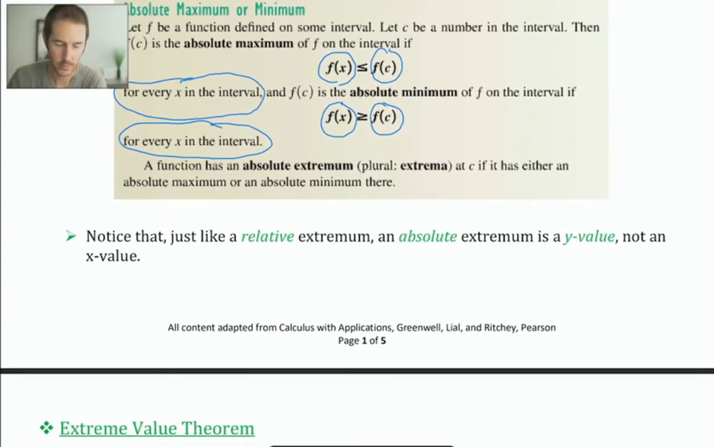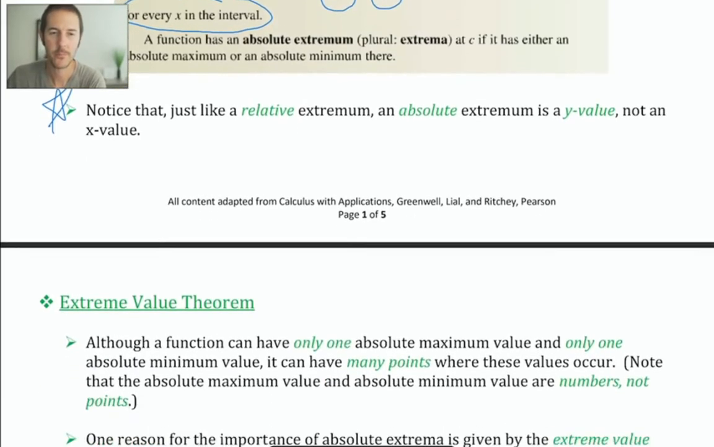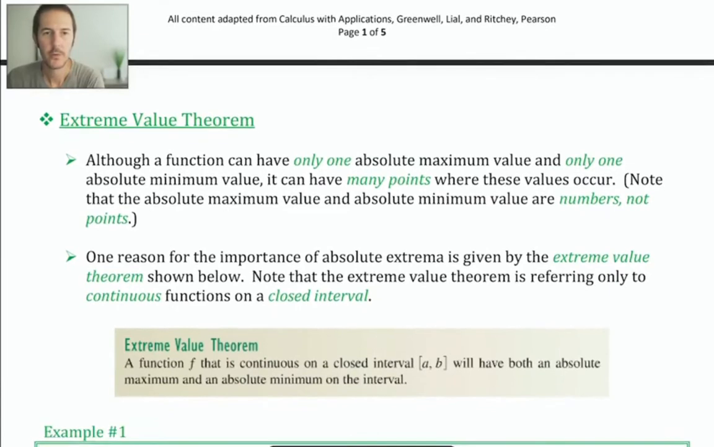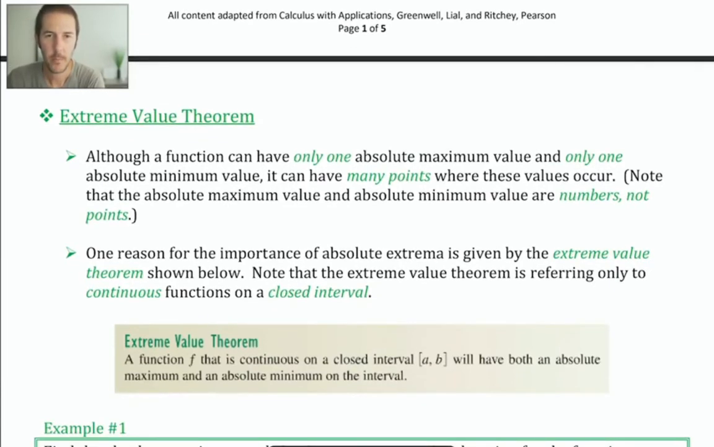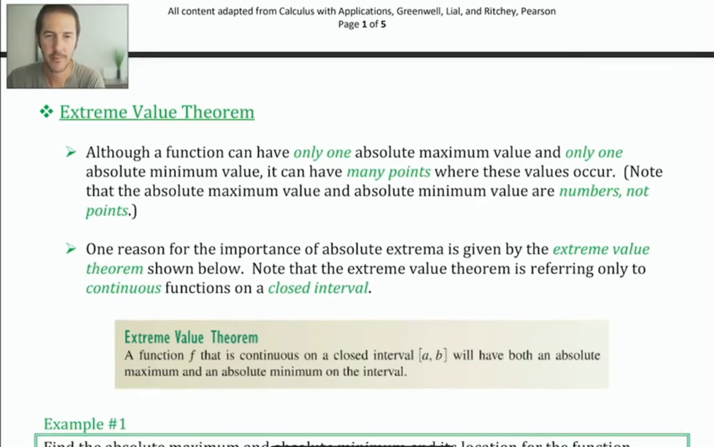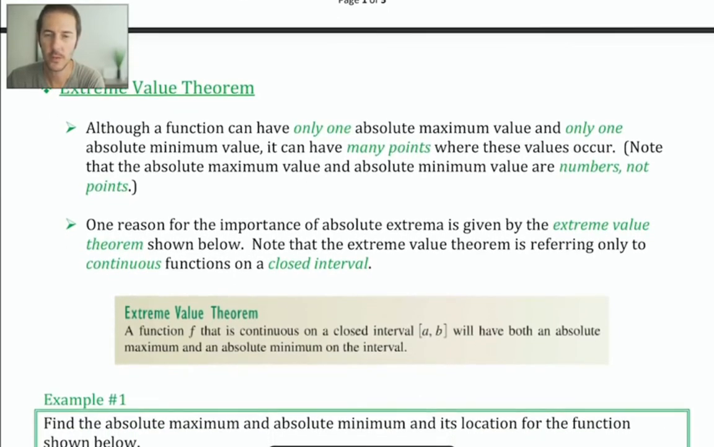There's that written note that says, remember that these relative extremum and here in this section absolute extremum are talking about y values and not x values. So there is an extreme value theorem, and the extreme value theorem says that a function f that is continuous on a closed interval from a to b will have both an absolute maximum and an absolute minimum.